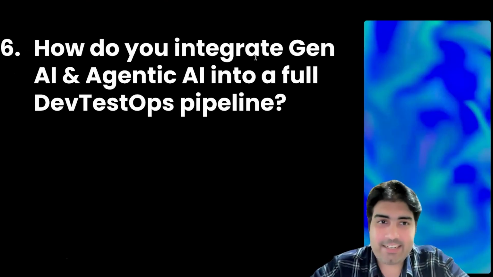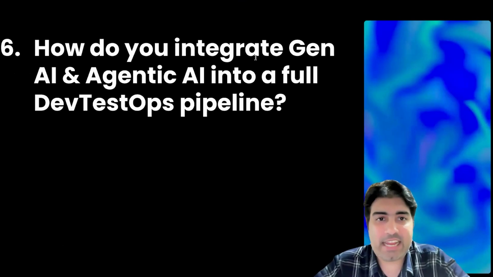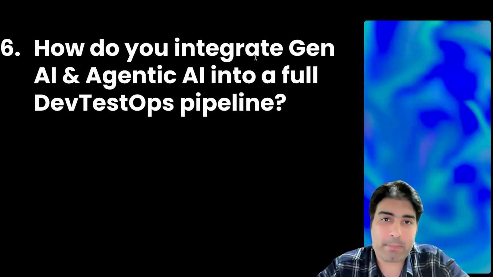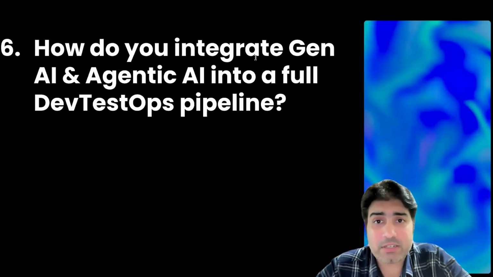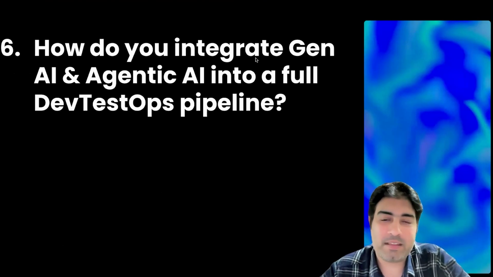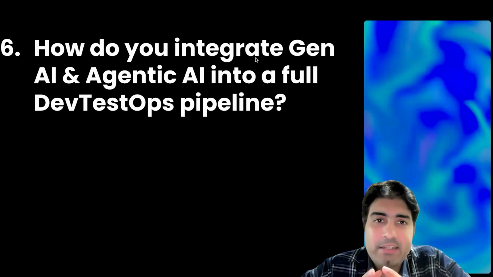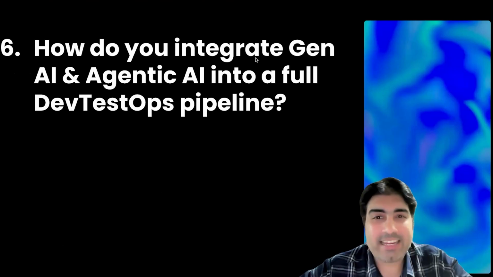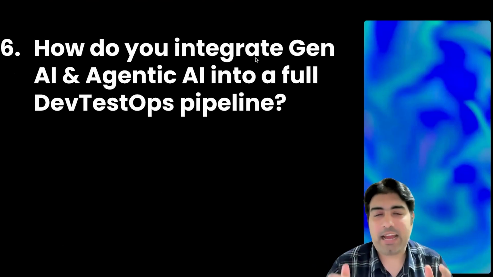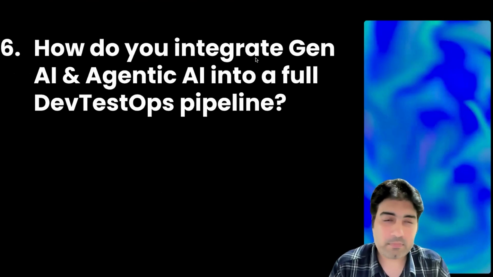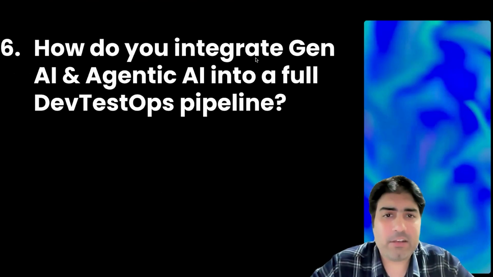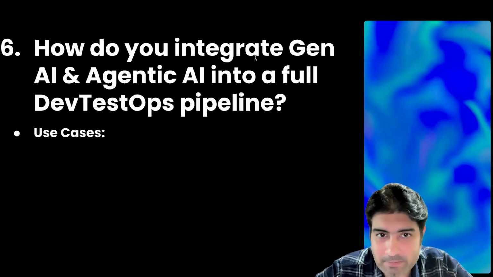How do you integrate generative AI and agentic AI into a full DevTestOps pipeline? Let's talk about the present and the future, generative AI and agentic systems. Integrating generative AI and agentic AI is about augmenting human workflows while keeping safety, traceability, and governance in place. You have tons of use cases, but we'll look into some of the most important ones.